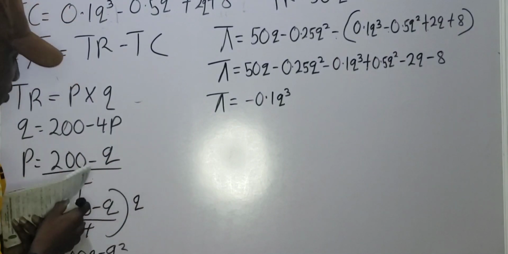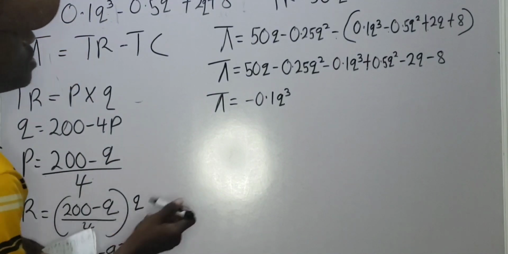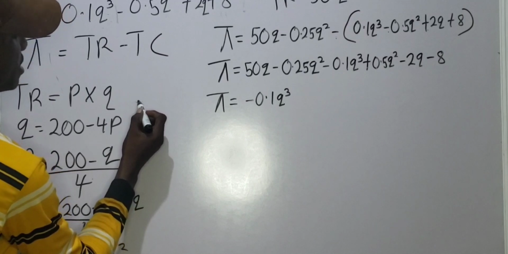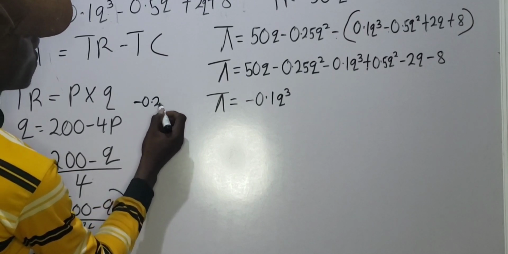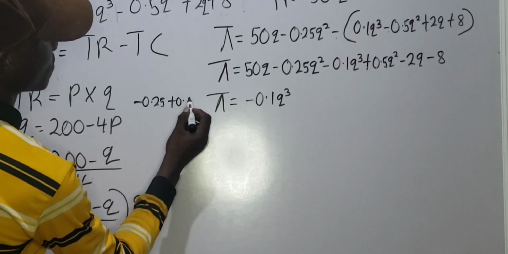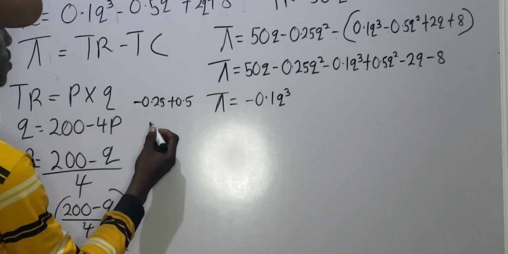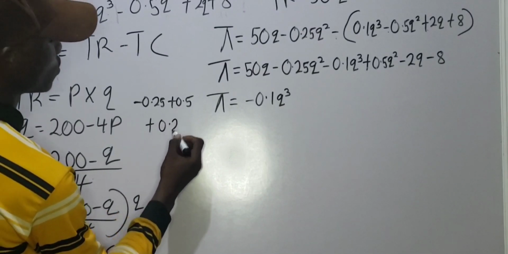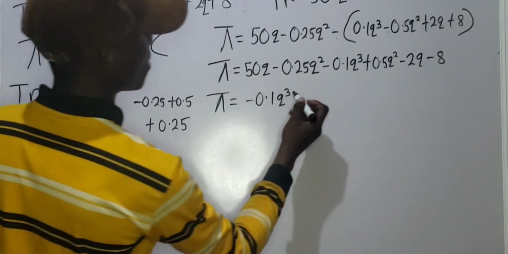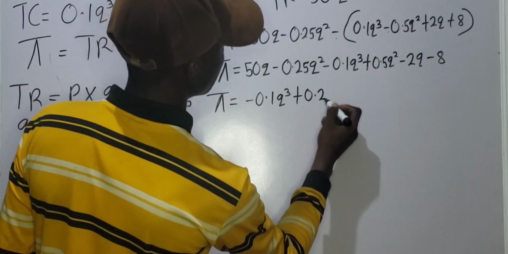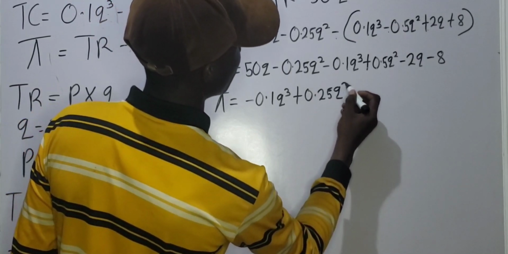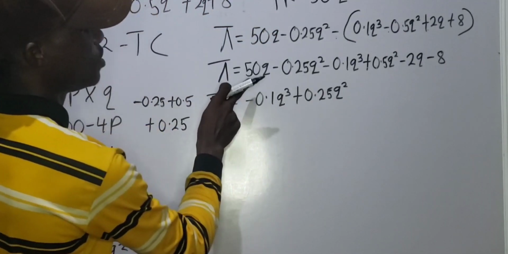Let me write. Let me use a good marker here. Look here. Just like you are saying, negative 0.25, positive 0.5. If you punch this in your calculator, you are going to get positive 0.25. So for this, I'm going to have positive 0.25q raised to the power of 2. You understand? Okay.